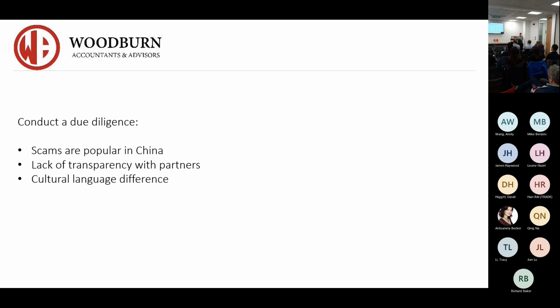Like in any other country around the world, scams are popular. There are communication barriers. In many instances, there's a lack of transparency because you as a company don't know what to look for in terms of receiving transparency, or you don't give proper guidelines to your providers locally to ask for that level of transparency. And then obviously there's the cultural and language barrier.